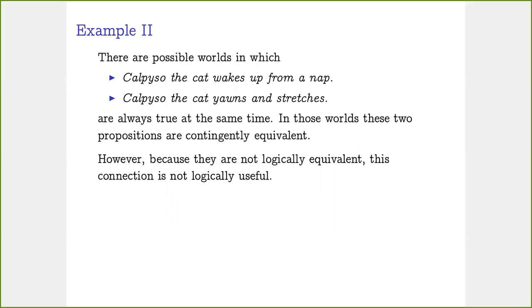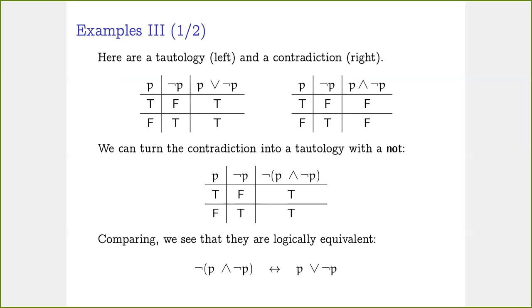There are possible worlds in which Calypso the cat wakes up from a nap, and at the same time, the same cat yawns and stretches. These are possible worlds in which these are both true. In these worlds, these two propositions are contingently equivalent. However, they're not logically equivalent. And this connection is not particularly useful.